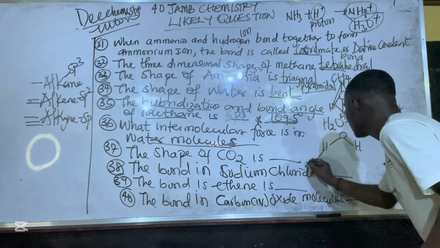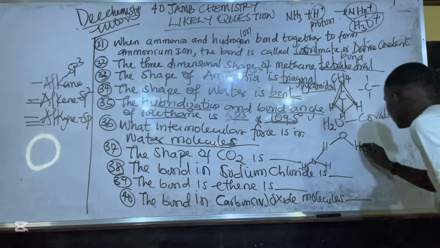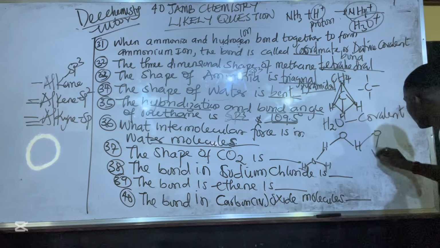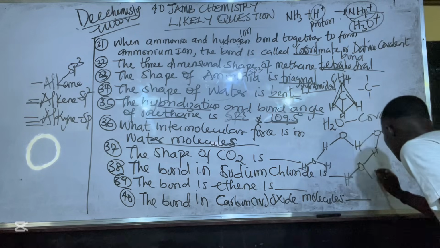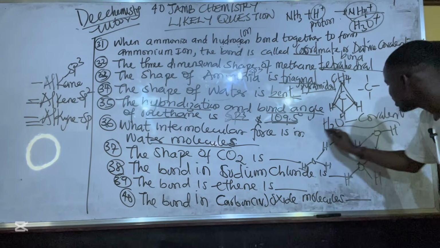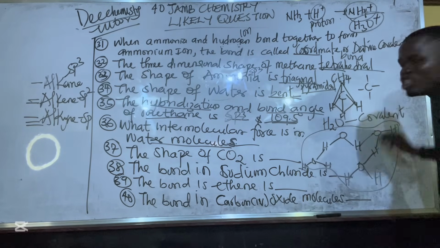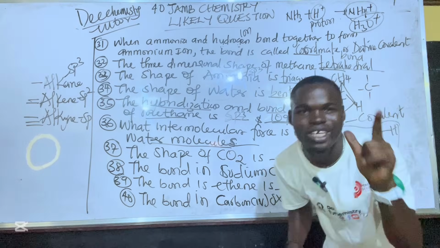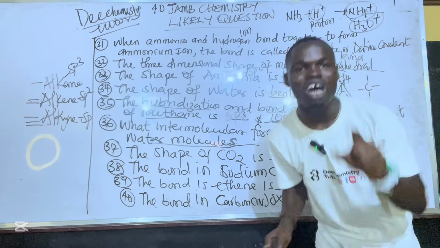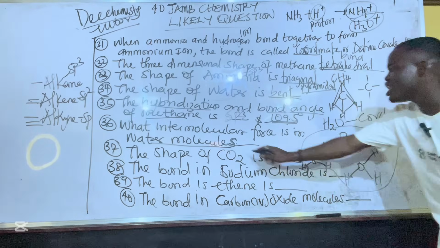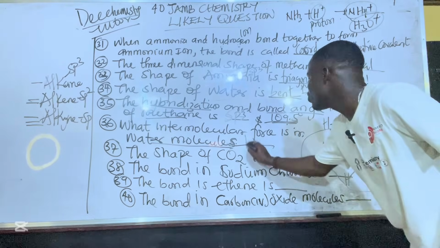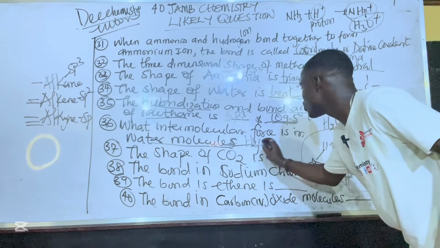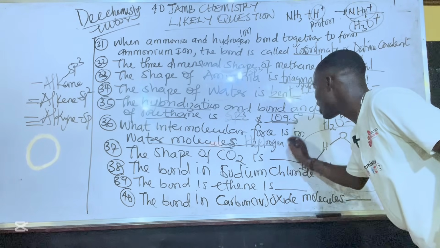with O, then H, this combined with O, then H, this combined with O, then H. This kind of intermolecular force is called what? Hydrogen bonding. The intermolecular forces in water molecules, not water molecule, is called what? Hydrogen bonding. Hydrogen bond.